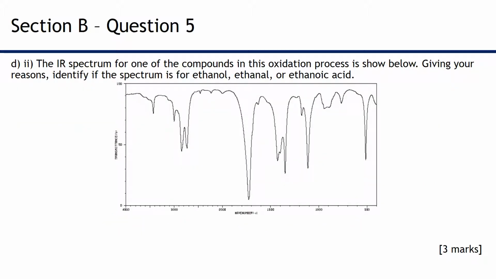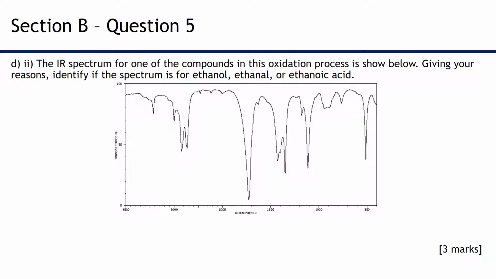And then in DII, you're told that the IR spectrum for one of the compounds in its oxidation process is shown below. Giving your reasons, identify if the spectrum is for ethanol, ethanal, or ethanoic acid. So you want to take a good look at this IR spectrum, and first we'll think, what would you see if it was ethanol? Well, ethanol's an alcohol, so you'd see a broad peak around about 3,000 on the scale there. There's not a broad peak there, so it's probably not ethanol. So that means it's probably ethanal or ethanoic acid. Both of those have got a carbonyl group in. That's going to give a very strong signal around about 1700, which we can see in this case.